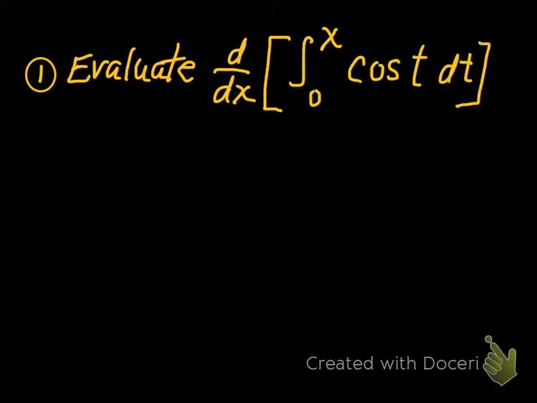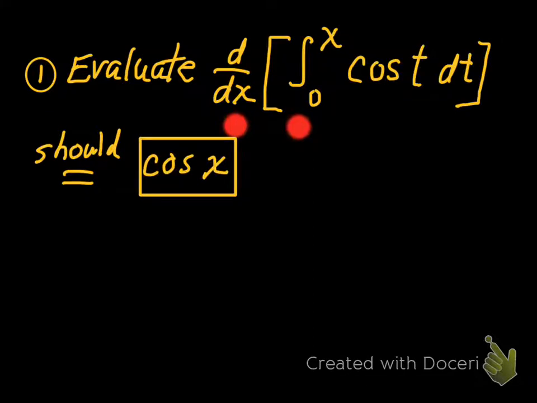So this is problem number 1. Let's evaluate the derivative of the integral from 0 to x of cosine t dt. The fundamental theorem of calculus tells us that the answer should be, again, we are differentiating and then integrating. Those two undo each other. The answer here should equal the cosine of x. What we're going to do is work from inside out. We're going to integrate cosine t and then evaluate it from 0 to x and then differentiate that answer to see what we get.